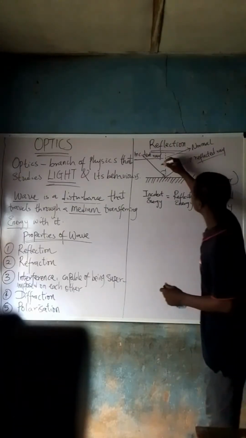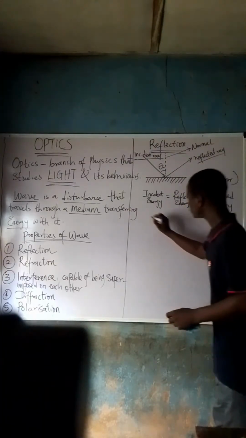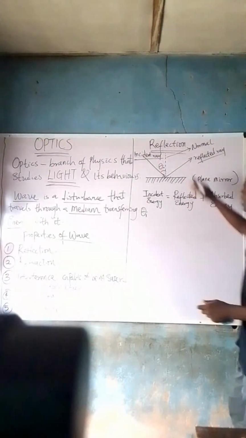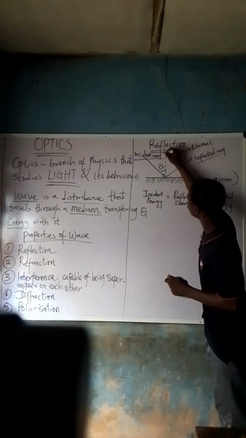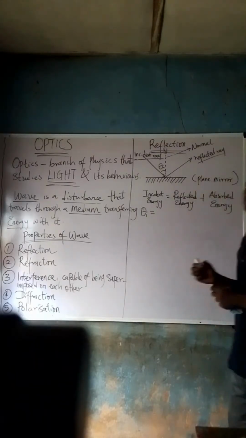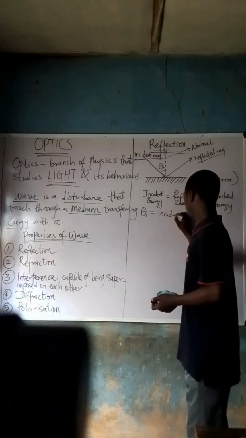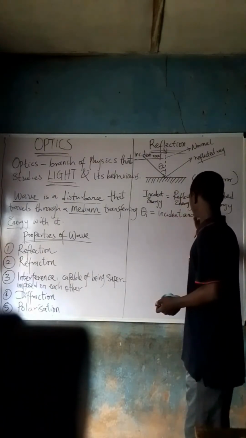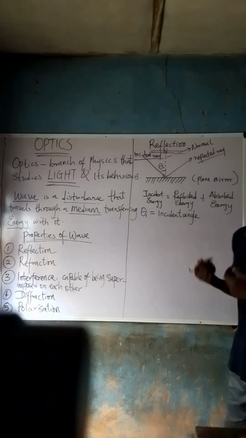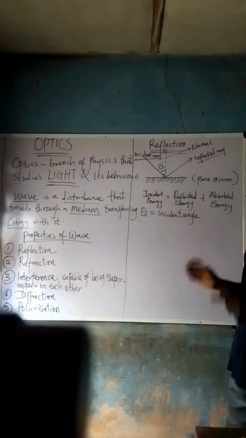Now that angle, we call it theta I. This theta I has a meaning, because the angle is between the normal, let's call it capital N, and the incident ray. And what does theta I stand for? Incident angle, or you say angle of incidence. It's not hard, it's very, very easy. I hope we are following.